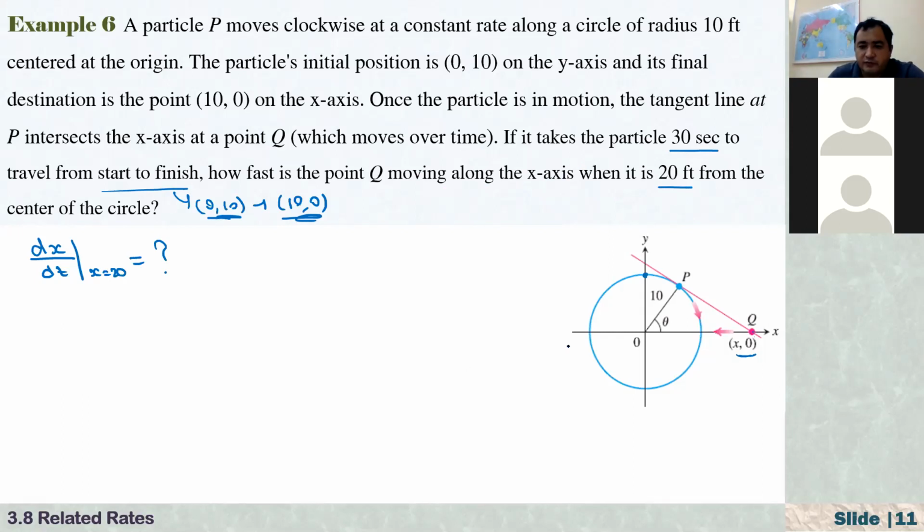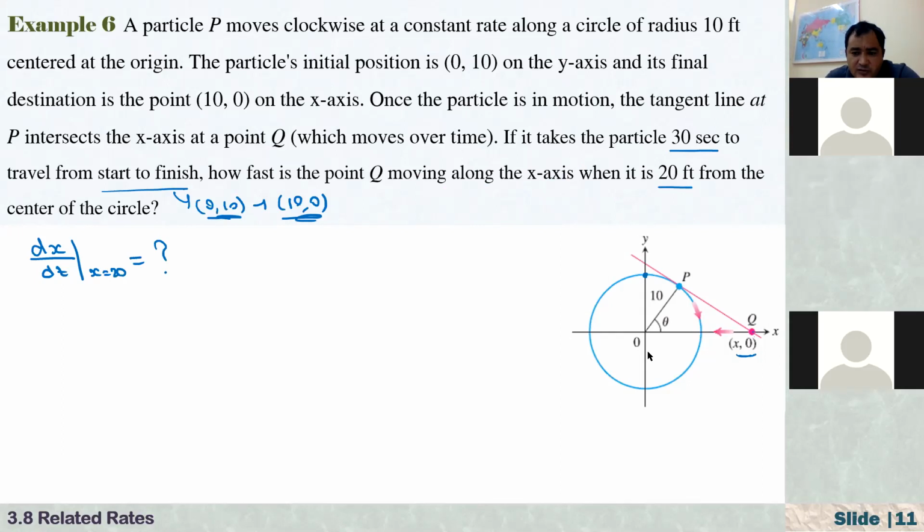So now, first, we need to write our equation that connects what is changing here. Point P is changing here. Theta is changing here. And also Q is changing here, right? We have three different variables here. So how to make a connection here? From this picture, as you see here, if you draw a tangent, that is always perpendicular to this line segment. The line segment is its radius, right? The radius is always perpendicular to the tangent.